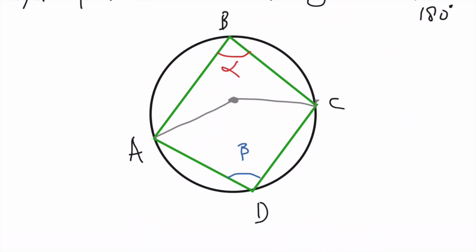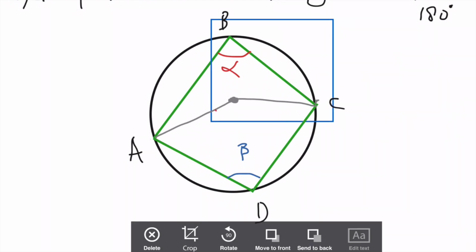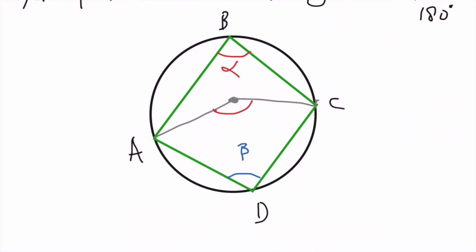Okay, so we know from the theorem that the angle at the center is 2 times the angle at the circumference, right? So this is equal to 2 alpha, correct? And then over here also, of course, the angle is 2 times the angle at the circumference. So this is 2 beta, correct?